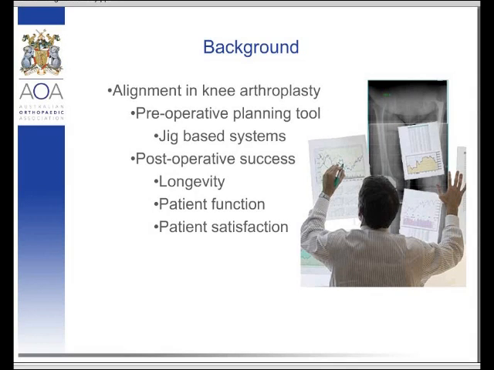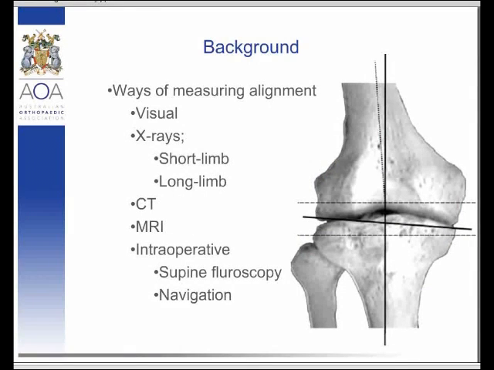There are lots of ways to measure alignment. The most obvious is just visual inspection, which tells you roughly whether it's varus or valgus. The next step is X-rays. Short limb X-rays can give you an idea, but they tend to be inaccurate, especially with bowed femurs or tibias. And the current considered gold standard is the long limb X-rays, which is often used in research. CT, especially the CT Perth protocol, has a component for alignment as well. MRI is rarely used. Intraoperatively, we can use supine fluoroscopy, but that's again rarely used. And navigation has taken over the role of intraoperative measurement of alignment.